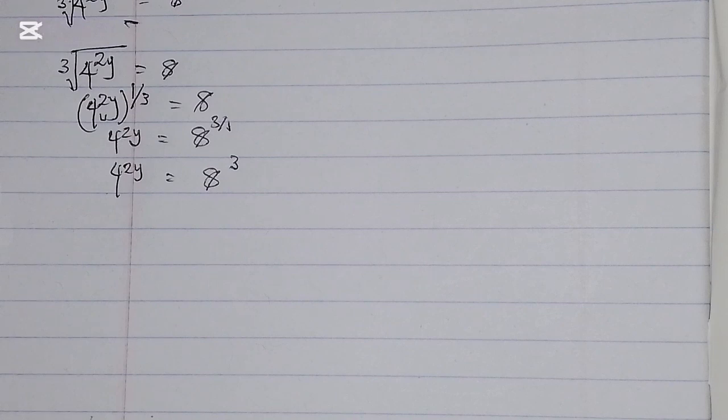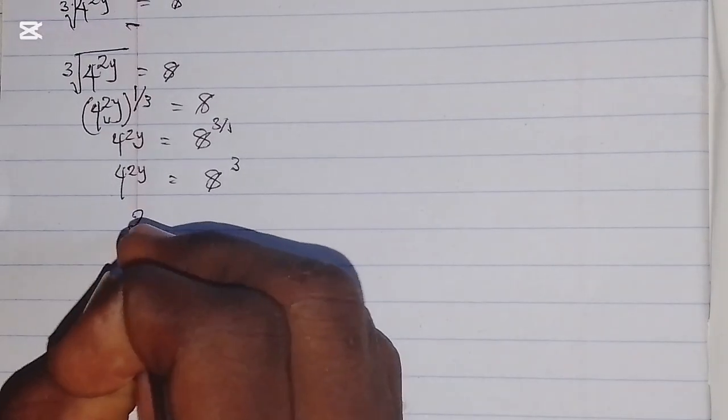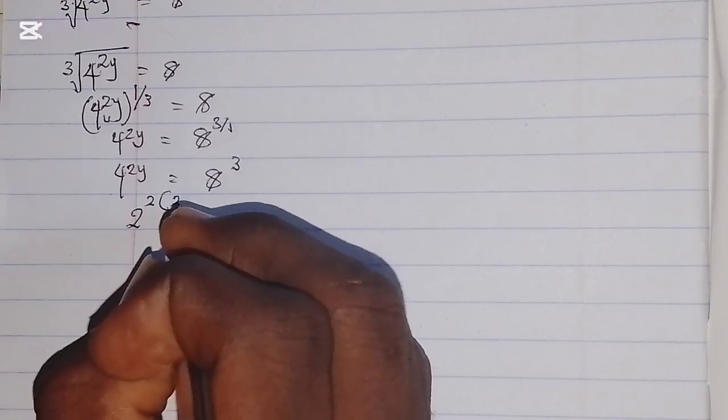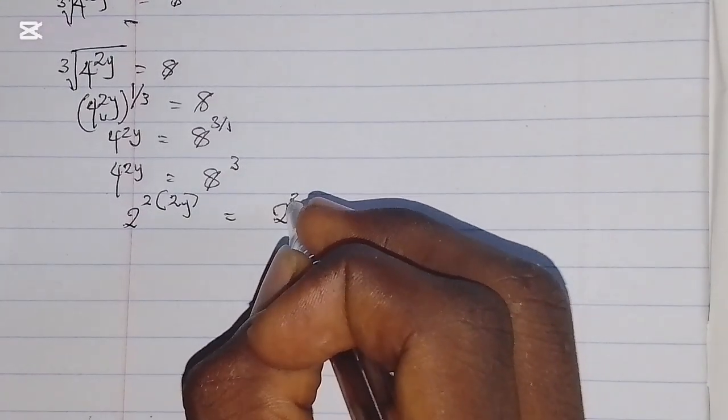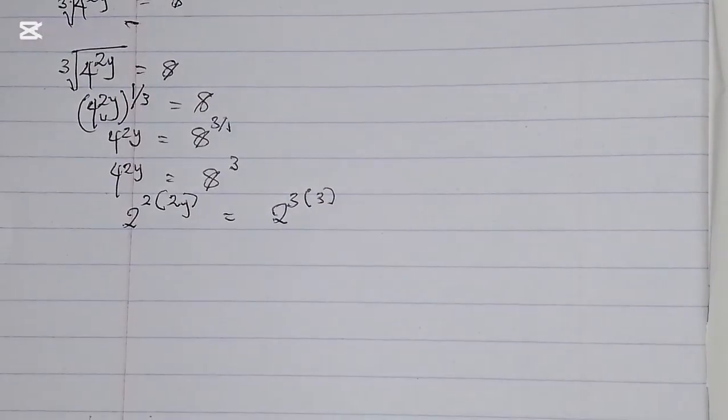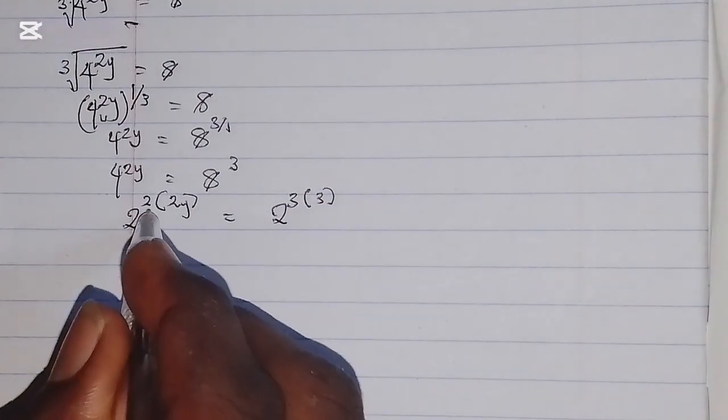Okay, what do we do? You remember that 4 is 2 times 2 and 8 is what now? 2 times 2 times 2. So what I'm trying to say is at this point you try to equate the base. Okay, you try to make the base the same. What do we have here? We now have 2 to the power of 2, bracket 2y, equals 2 to the power of what now? 3, bracket 3. Okay, so this base is equal to this base.